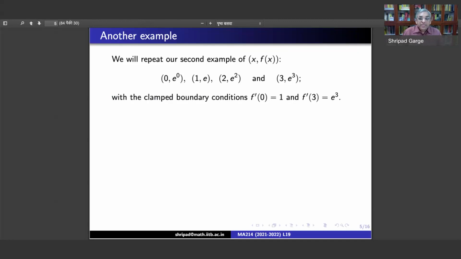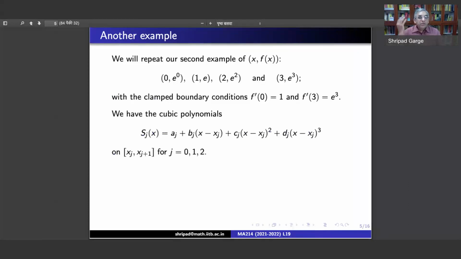Okay, so with these, we will write the cubic polynomials as Sj, which are given by constants Aj, Bj, Cj, and Dj. And these Sj are valid from xj to xj plus 1 when you let j go from 0, 1, and 2. So we have 3 cubics given by these 4 constants for each cubic, and so you have a total of 12 such constants. And if you remember, we had a matrix equation for them.